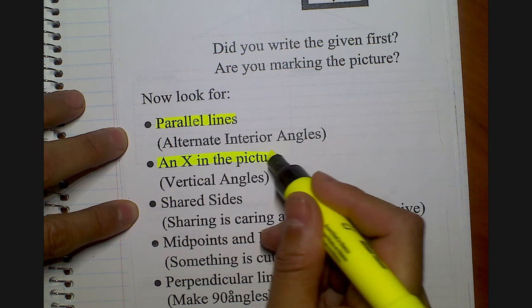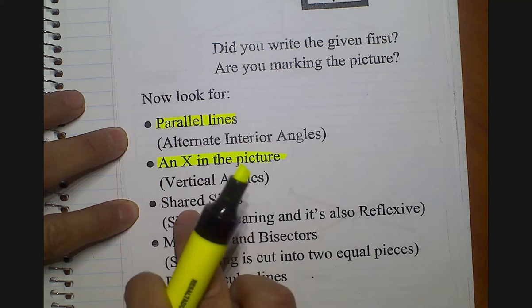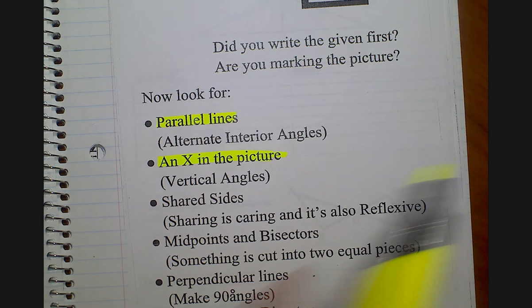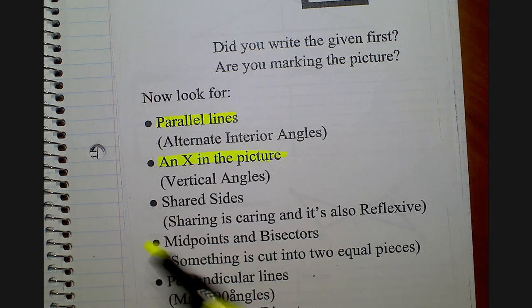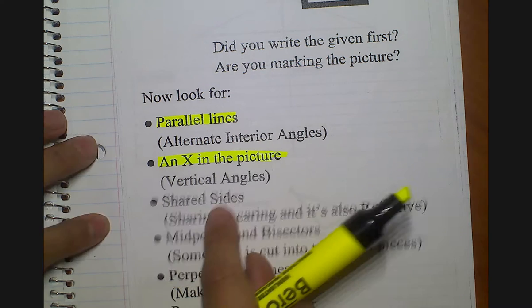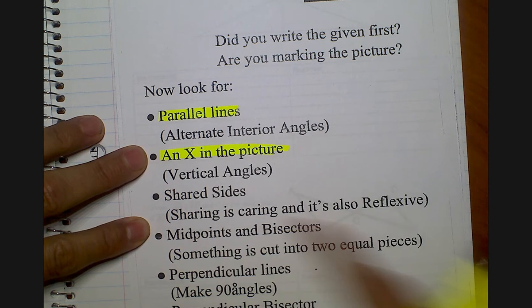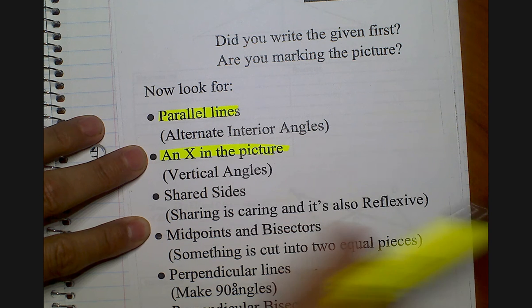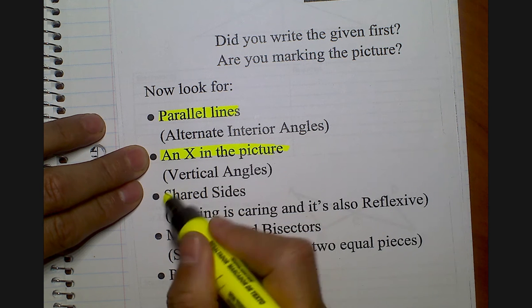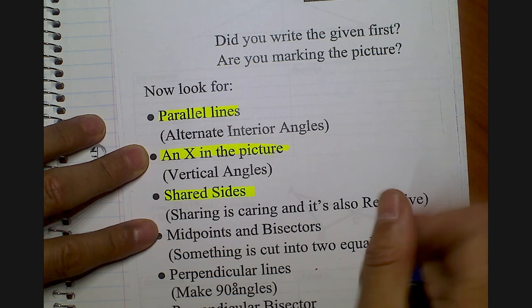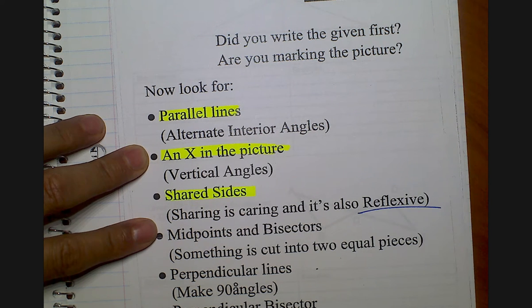All right, next thing we're going to have is shared side. If they're right next to each other and they're sharing the side, that means that side is going to be reflexive. It's going to be in both of the triangles, so it's going to be congruent to itself. I'm going to use reflexive for that one.